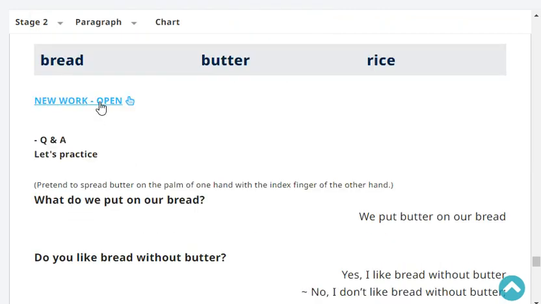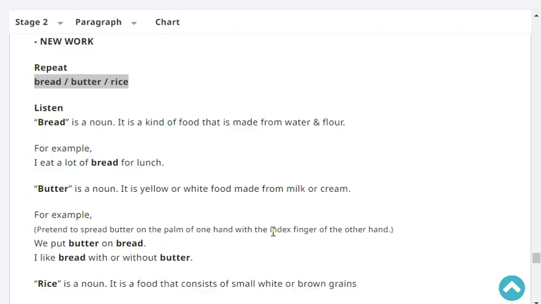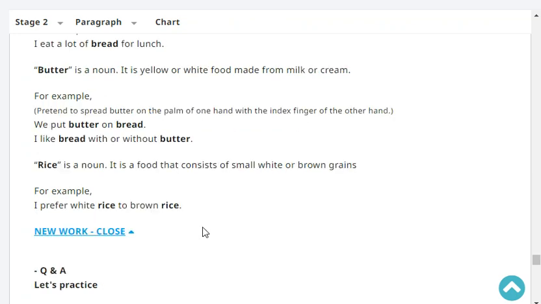Next, repeat. Bread, butter, rice. Very good. Okay, listen. Bread is a noun. It is a kind of food that is made from water and flour. For example, I eat a lot of bread for lunch. Butter is a noun. It is a yellow or white food made from milk or cream. For example, we put butter on our bread. I like bread with or without butter. Rice is a noun. It is a food that consists of small white or brown grains. For example, I prefer white rice to brown rice.